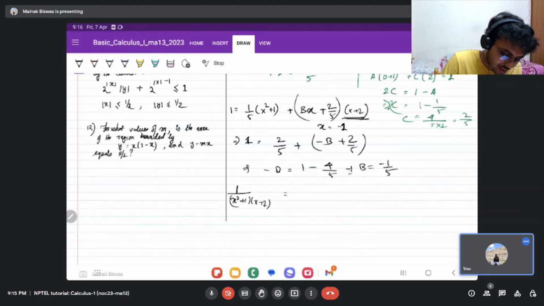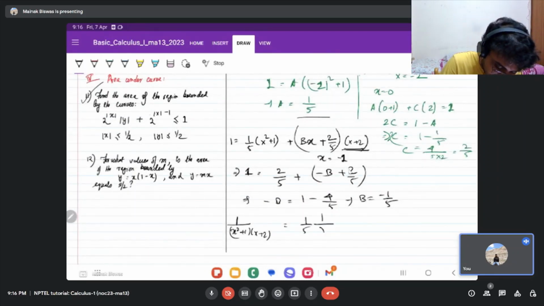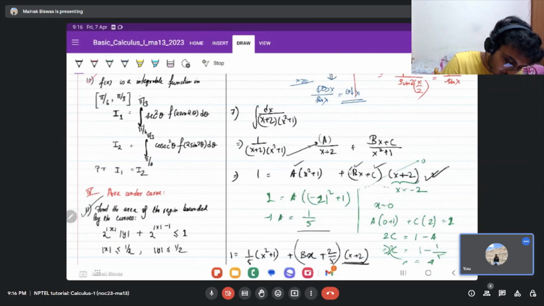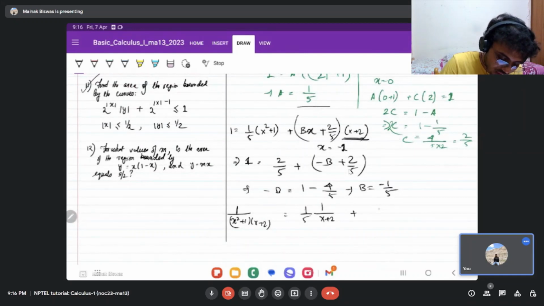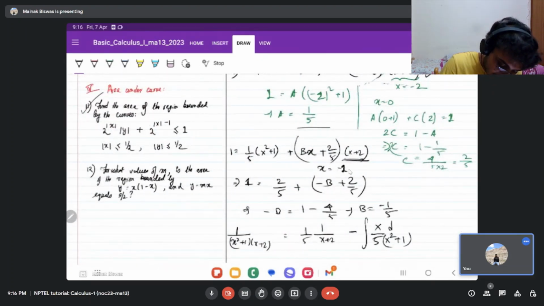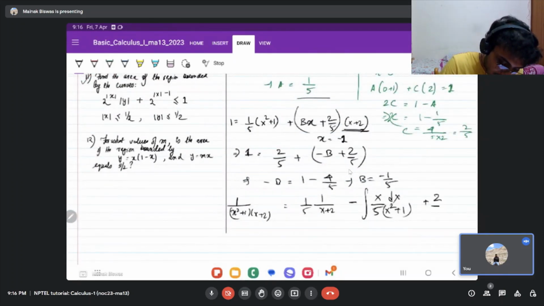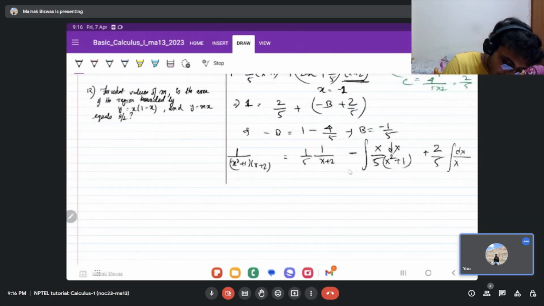So once you put everything together, what you get is that 1 over (x squared plus 1)(x plus 2) can be written as, with a's value being 1 over 5, 1 by (x plus 2). I'm just putting it in this equation. And why am I doing it? It becomes easy to integrate, as we have seen before. So 1 over 5, plus the value of b into x, you have a negative sign, over (x squared plus 1) dx plus 2 by 5. Putting the value of c now, integral of dx by (x squared plus 1).